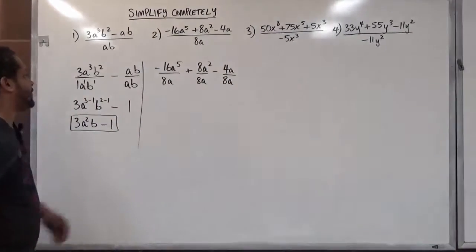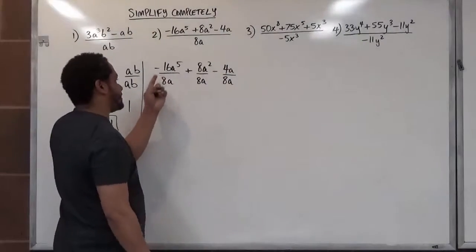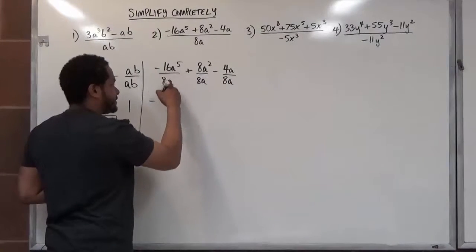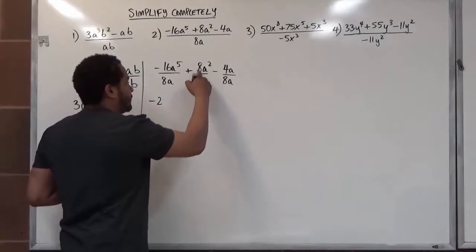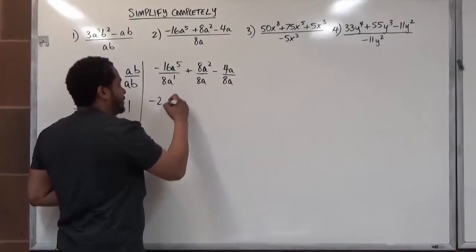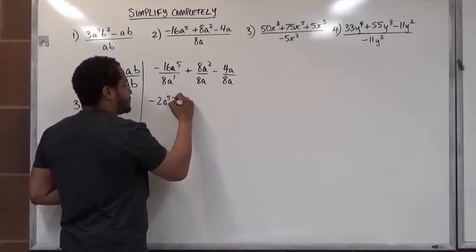Again, we're going to divide the numbers first. Negative 16 divided by a positive 8. Negative divided by a positive is negative. 16 divided by 8 is 2. Then we have the a to the fifth, and we're subtracting the power of 1. So we have a to the 5 minus 1.